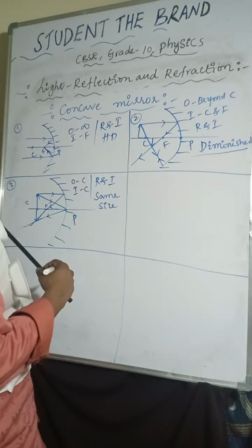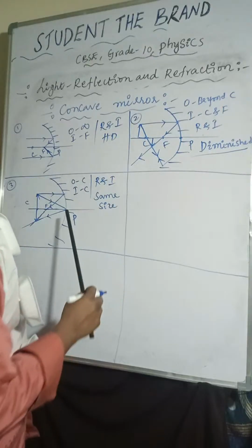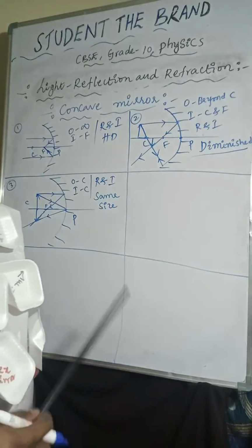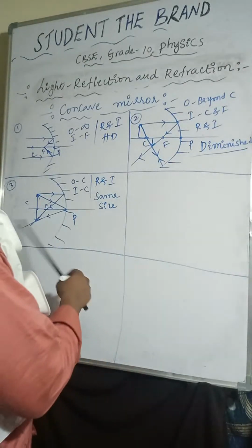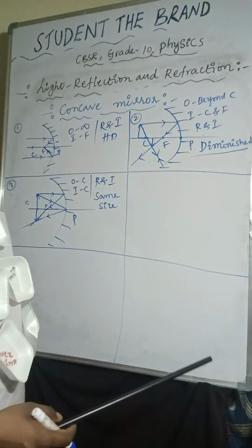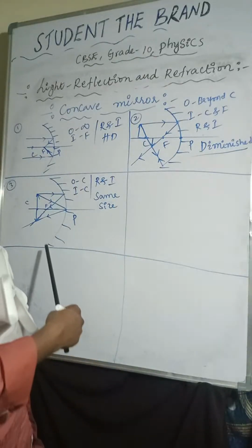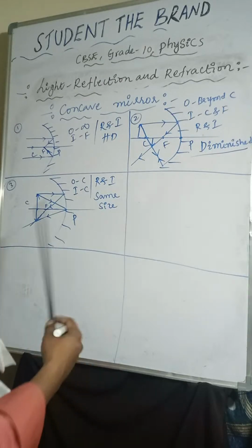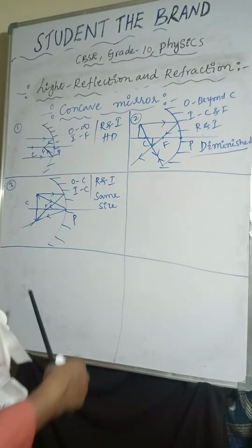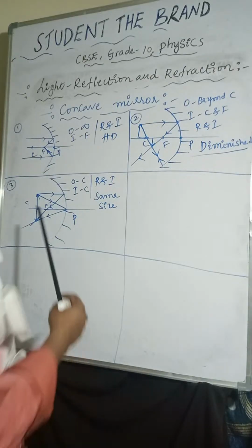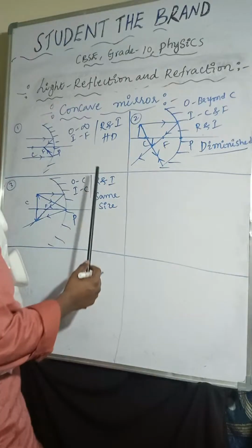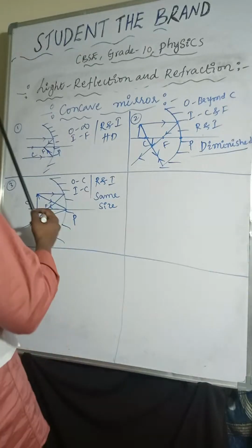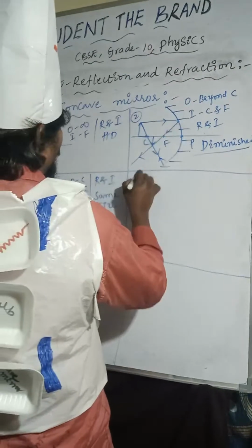If the object is placed at C, only in this case, there is a special case in the concave mirror: the minimum distance between the object and its real image is 0, because the object and image are at one point. There is a virtual image also, but here we are talking about the real image. Real, inverted, and same size. Coming to the fourth one.